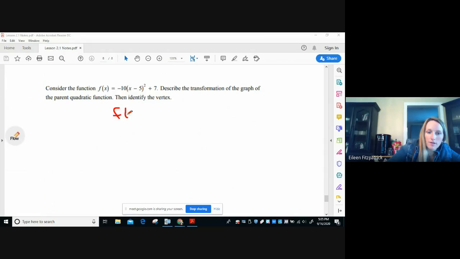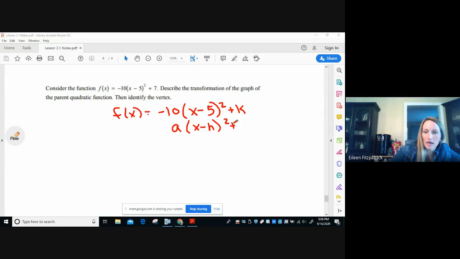So I'm going to write f of x equals negative 10 times the quantity x minus 5 squared plus 7, and under that, a times the quantity x minus h squared plus k. You're going to list your a, h, and k values and tell me what each of them is doing to the graph. So a is negative 10, h is 5, and k is 7. I wrote k up here instead of 7, that should be a 7, guys.